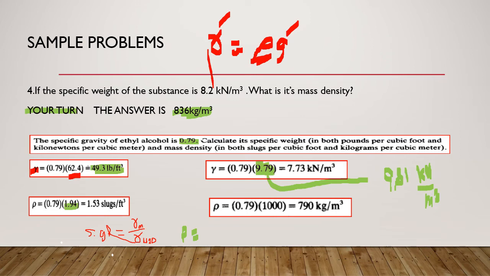So, yun na yung ating answer, 1.53 slugs per cubic feet. Kasi po daw ito ay rho of material over rho of H2O, that will be equal to the specific gravity. So, ganun din sa kabila dito, cross-multiply lang natin yung 0.79. Ito naman, 1,000 kilogram per cubic meter, kaya 790 lumabas yung ating sagot. So, dito lang po nagpaikot-ikot yung ating formulas na yan.